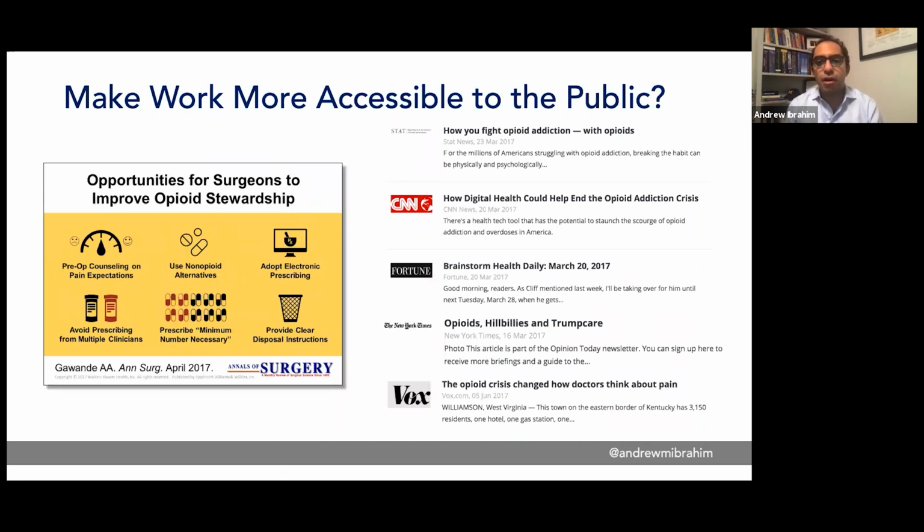Next is thinking a lot about the audience. When the opioid epidemic struck about 3 years ago, the Annals of Surgery asked Atul Gawande to write a roadmap for what surgeons should do in the context of the opioid crisis, and what some practical suggestions are. So we put that into a visual abstract that had his 6 key points of the article about opportunities for surgeons to improve opioid stewardship.